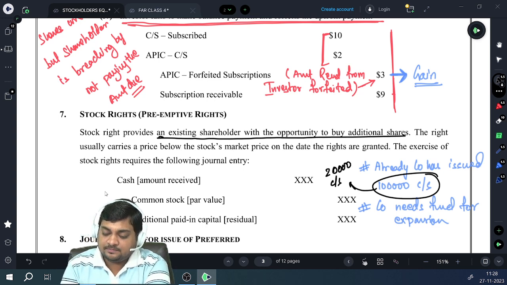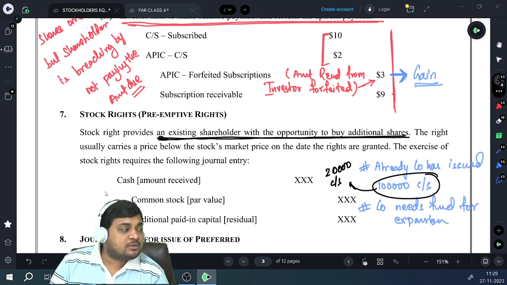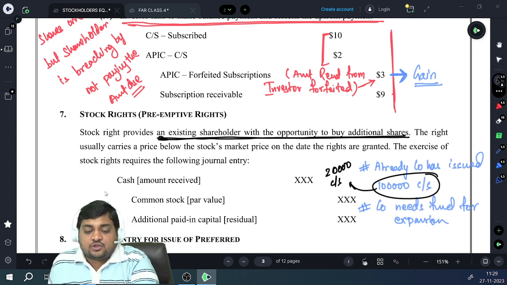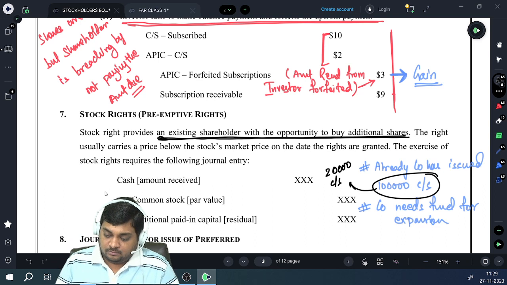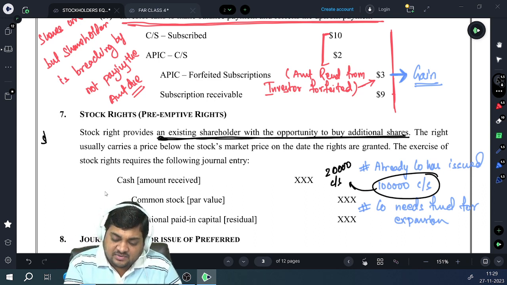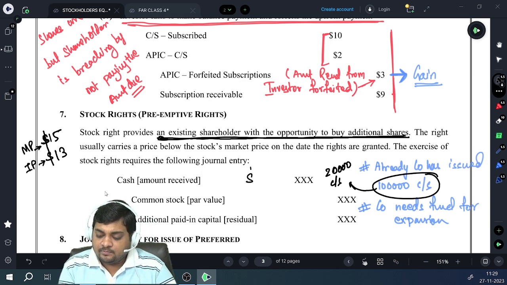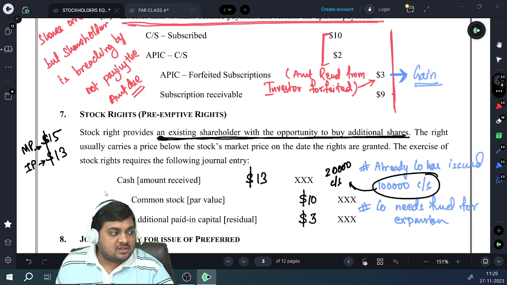So if I have subscribed for it, then normal, the company is receiving money. Whatever entry we are doing, it is from the point of view of the company, the issuer. So the idea of stock rights is different from the normal issue, but the accounting treatment in both cases is the same. Suppose the market price is $15. You have issued at an issue price of 13. Fine, no problem. The company received 13. Par is 10, additional paid in capital is 3.